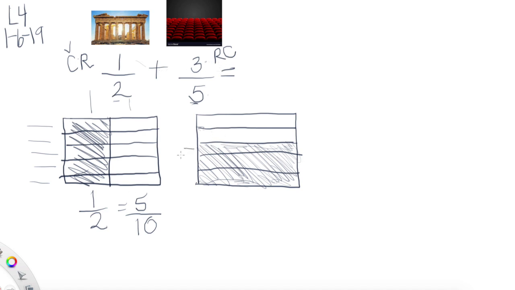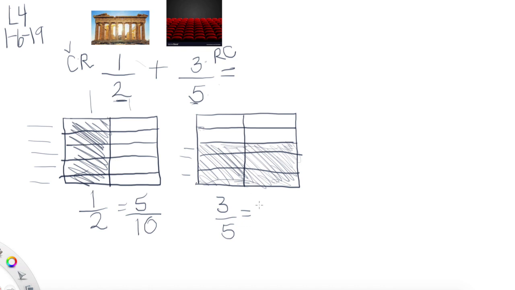We had our rows, 3/5. Now we're going to lay the columns on top of the rows. How many columns? Well, let's look to this first denominator. 2 columns. I can do that. Okay, so now we started here with 3/5. We've laid our columns on top of our rows to reveal that we have how many shaded boxes now?